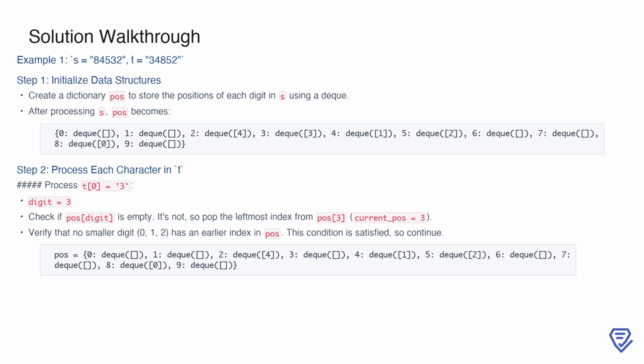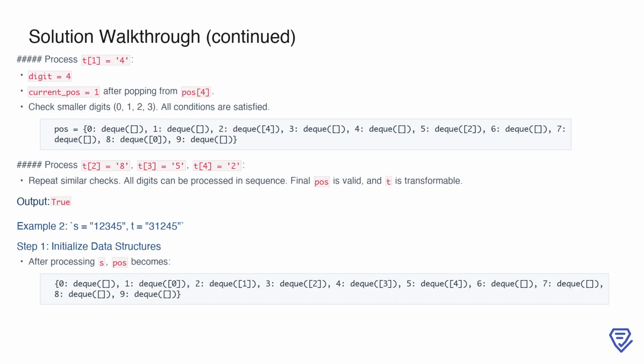Next, we begin processing each character of T. Starting with T[0] equals 3, we check if the deque for the digit 3 in POS is empty. Since it's not, we pop the leftmost index, which is 3. Then, we verify that no smaller digit, like 0, 1, or 2, has an earlier index than 3 in POS. This condition is satisfied, allowing us to continue. The state of POS is updated accordingly.